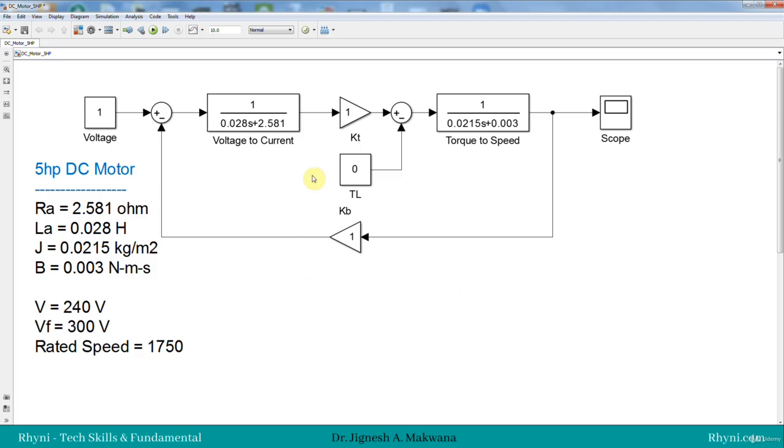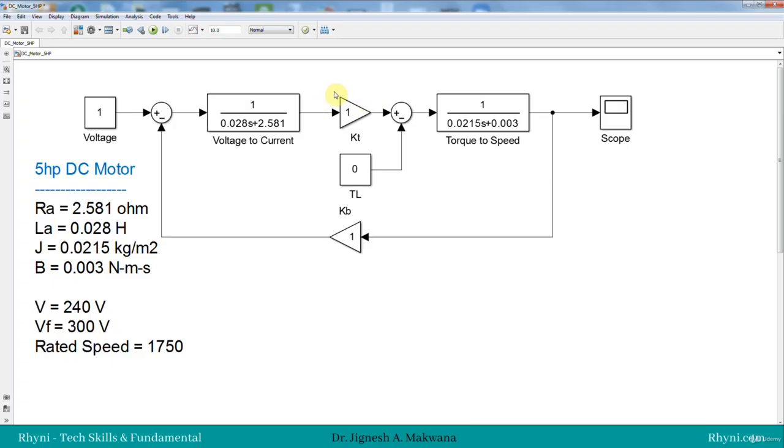So let's find the value of Kt and Kb from the data given from this parameter. It's easy to find the value of the constant because it is a linear relation. If we know one value of current and torque, that is, the rated current and rated torque, then we can find the Kt. It is torque divided by current. Output is torque, input is current. So any one value is enough.